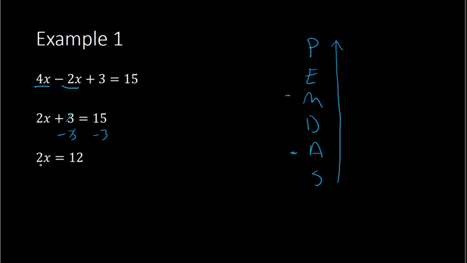And then from here, we have 2 times x, and to get rid of the multiplication, I do the inverse, which is divide. So I divide both sides by 2. Now I have x on the left and then 6 on the right. So my solution is x equals 6. And if I want to, I can plug this back into the original equation to see if I have the correct answer or not. And if you do this, you will find that we do have the correct answer.